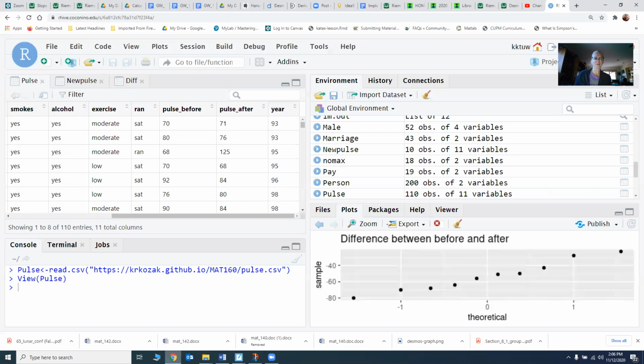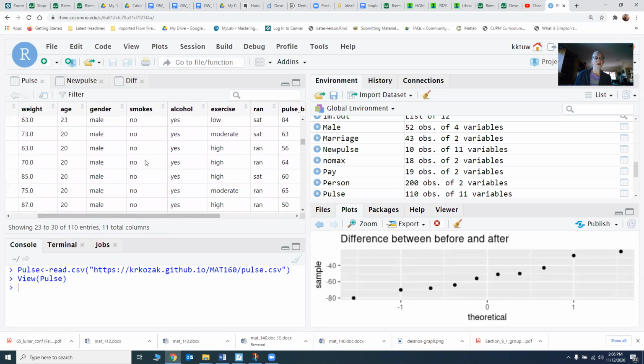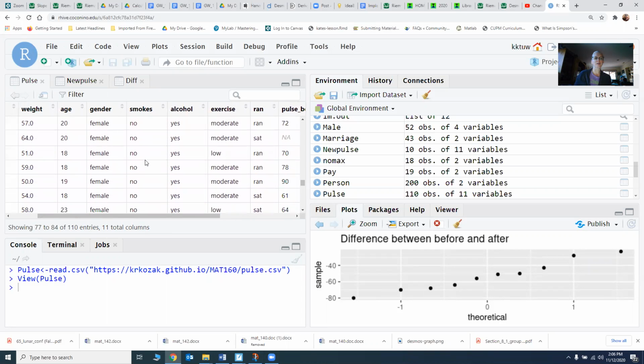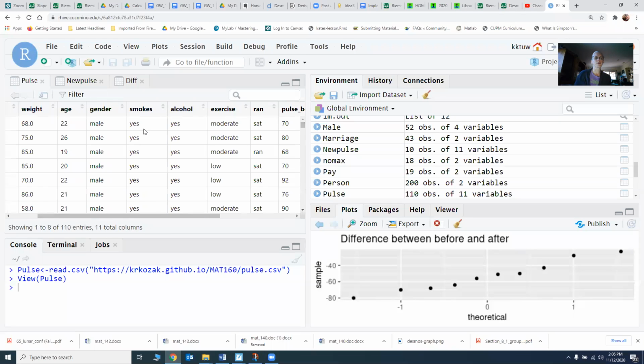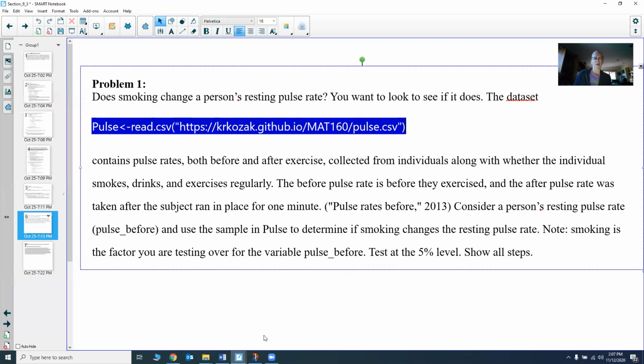Going back to my data set, remember smoking was a categorical variable that we had in here. We had yeses, we had nos, and that's all we have. So we only have yeses and nos in that categorical variable. And so we know that smoking is my factor I'm working with. And then again, we're working with pulse before only. That's my quantitative variable because they're quantities, they're numbers. So we're looking at that information and we're going to use that information to figure this out.